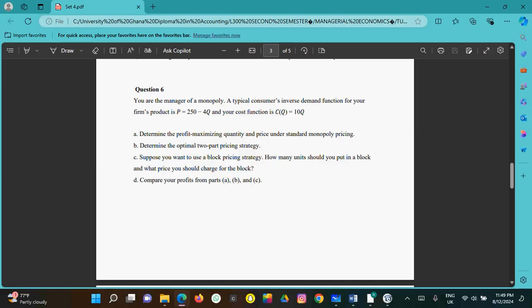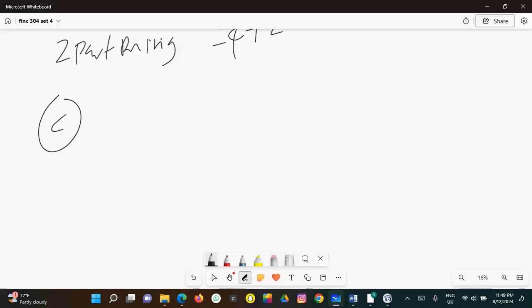Suppose you want to use block pricing strategy. How many units should you put in a block? What price would you charge? So here for block price, you won't pay any gate fee, but anything you buy inside, everything has been attached. Like they will add the cost and everything that they will be doing to it. So on the same distance, right? That we had this.